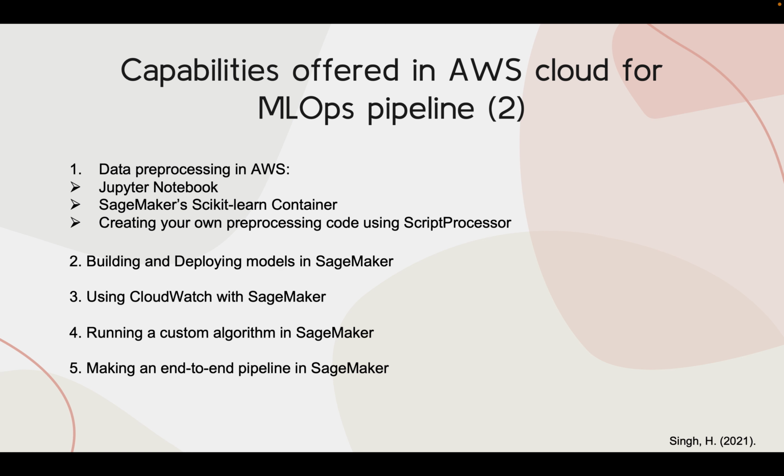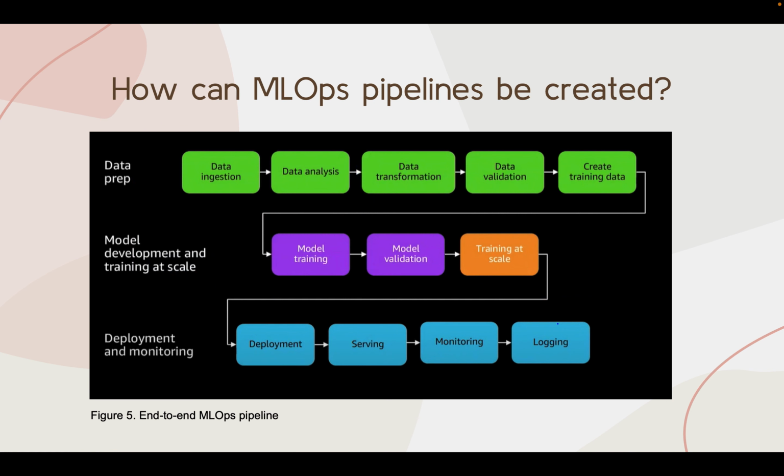The last thing is definitely we can make an end-to-end pipeline in SageMaker. So we can use a combination of AWS services to automate the entire process of machine learning. So how can MLOps pipelines be created? For the next couple of slides, I'll show you how to build an end-to-end MLOps pipeline.